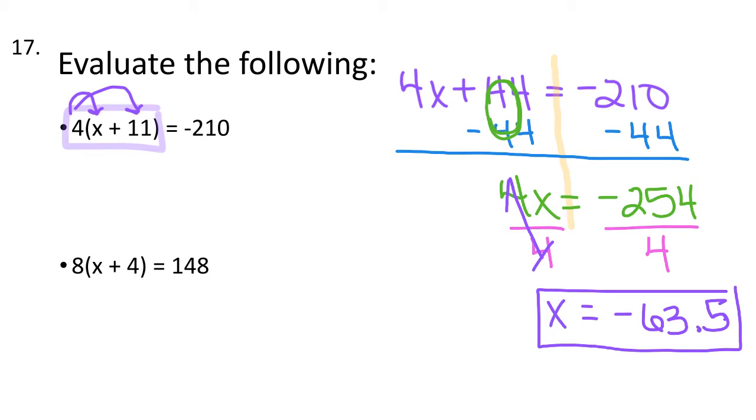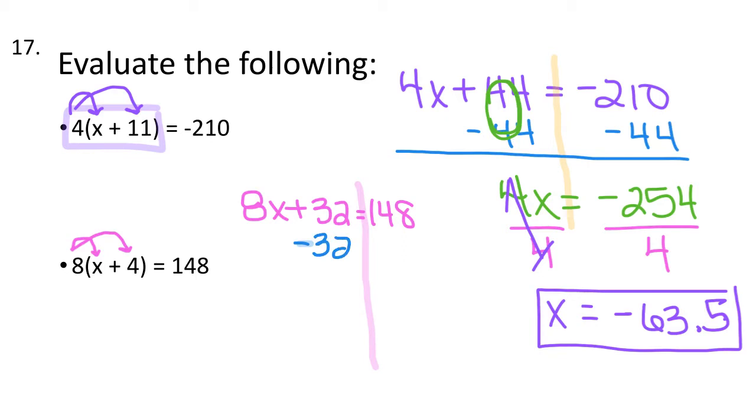We want to follow this same process with the problem underneath it. 8 times the sum of x plus 4 is equal to 148. Let's start off by doing the distributive property. 8 times x and 8 times 4. This will give us 8x plus 32 equals 148. We're going to divide the problem into left side and right side at the equal sign. And the first thing we're going to get rid of is the plus 32. To get rid of that, we're going to subtract 32 from both sides of the equation.